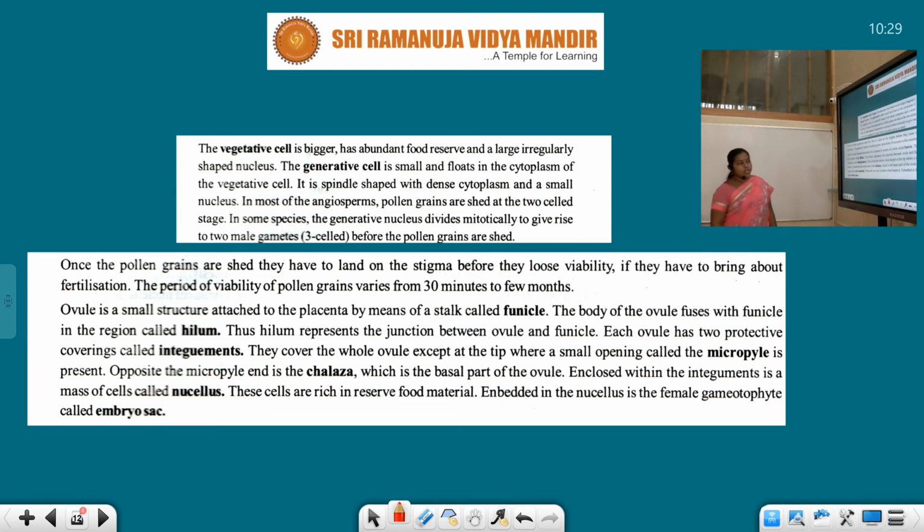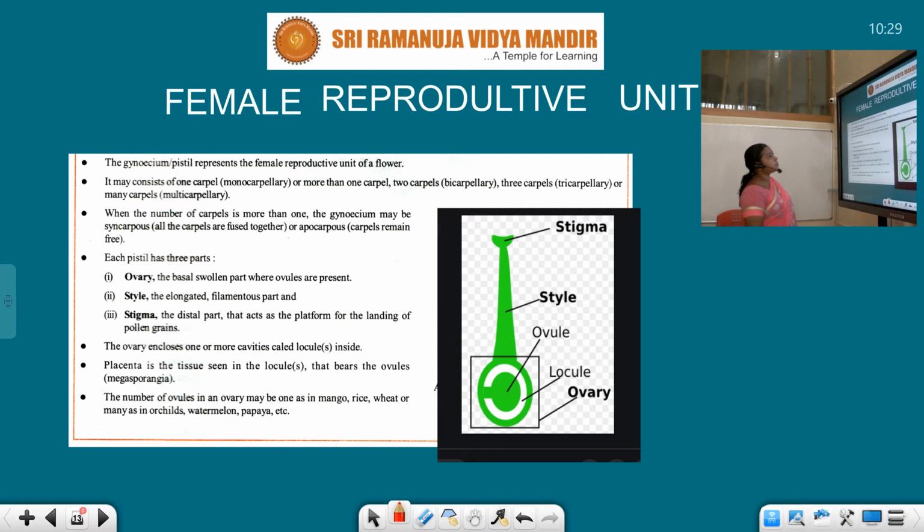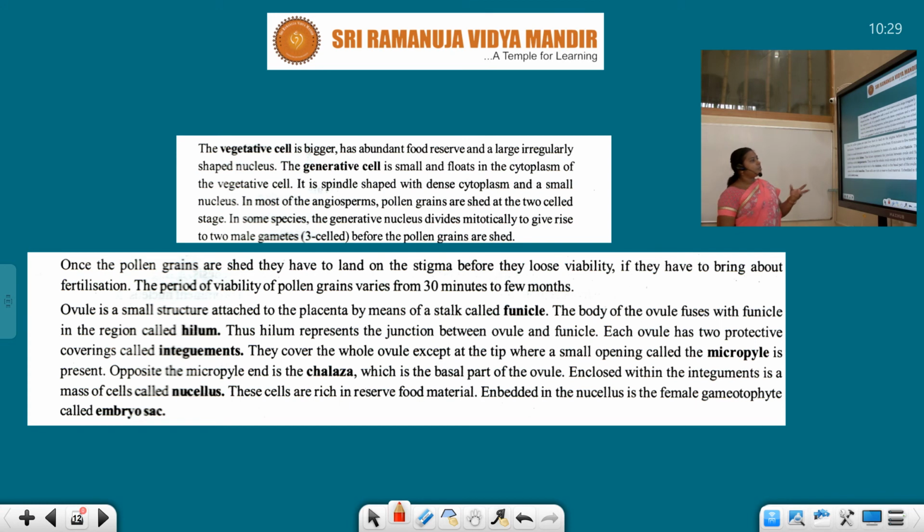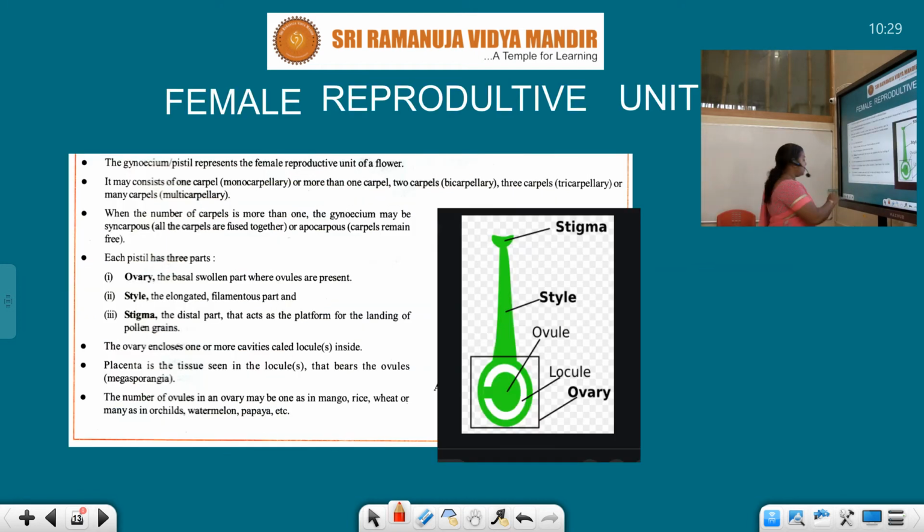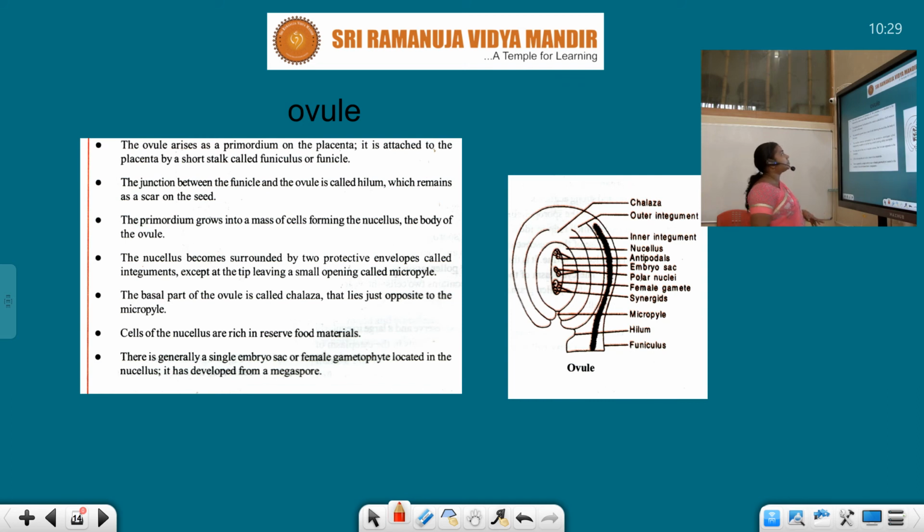The ovule is a small structure attached to the placenta by means of the funicle. See, students, today we are going to explain the female gametophyte. The body of the ovule is fused with the funicle at a region called the hilum. So the hilum represents the junction between the ovule and the funicle. I'll explain this to students with the diagram.